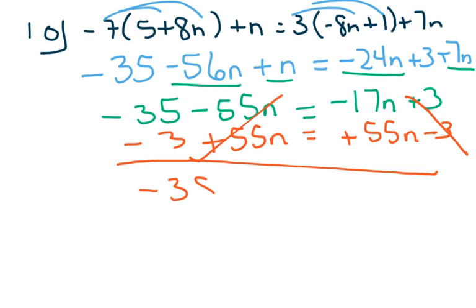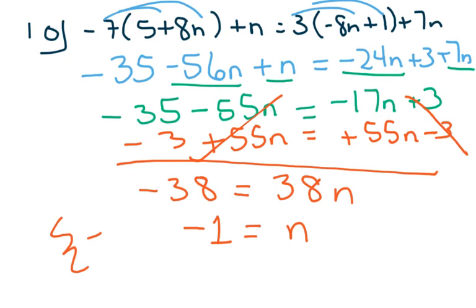We get negative 38 equals positive 38n. So n equals negative 1, because 38 times negative 1 is negative 38. Again, do this in your head. If you have to do it in class, just divide both sides by 38, and you'll get negative 38 divided by 38 equals negative 1.